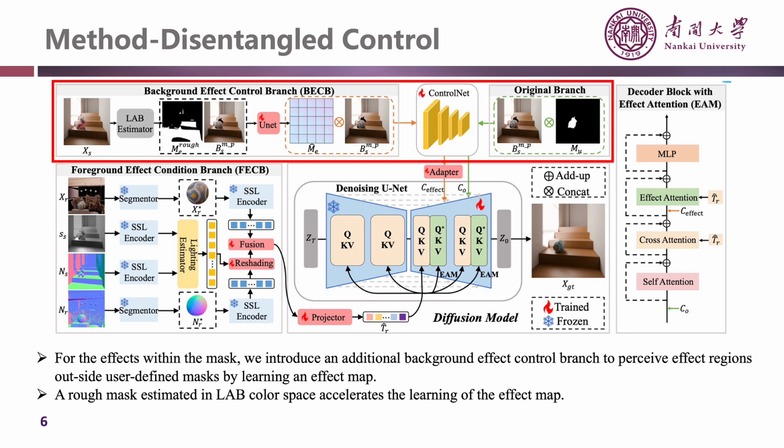For the latter, we introduce an additional background effect control branch to perceive effect regions outside user-defined masks by learning an effect map. To accelerate learning, we exploit the consistency prior of effects on scenes. Specifically, although objects differ, their effects on the same scene often exhibit strong consistency in certain attributes. For instance, if a scene has cast shadows of objects, the direction of these shadows typically remains consistent, regardless of changes to objects. Hence, a rough mask estimated in Lab color space accelerates the learning of the effect map.